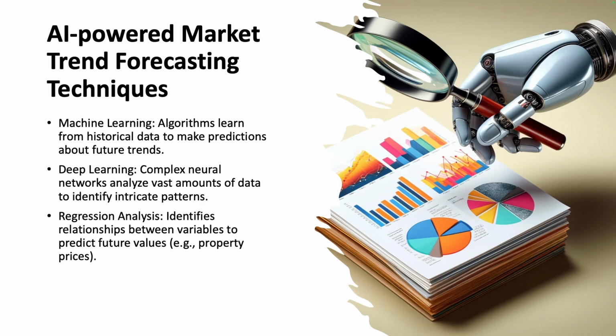Machine learning is about algorithms learning from historical information, then making predictions about future trends. Deep learning is all based on neural networks, analyzing the same amount of data, but in this case, they're training themselves, predicting what the outcome should be based on the information they've been trained on. With deep learning, they can identify intricate and really complex patterns that the typical human would not see.